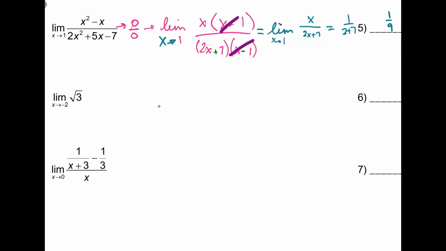Shani, what's the next one? √3. Yep, because I'm taking the limit of a constant. Literally, this is y equals √3. It's just a constant horizontal line. So this is what this would look like right here. What's the value at -2? √3. What's the value at 0? √3. What's the value at 5? √3. It's a constant function.